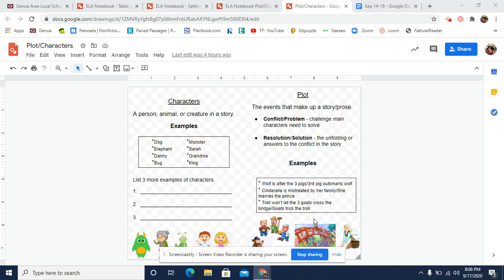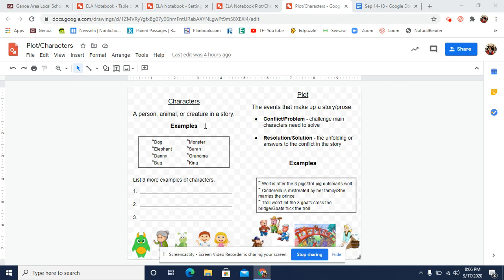Okay, I am going to be talking to you about plot and characters in a story. This is what you're going to do for your ELA notebook. You should have two half sheets of paper, one that has characters on it and one that has the plot. Let's talk about the characters first.